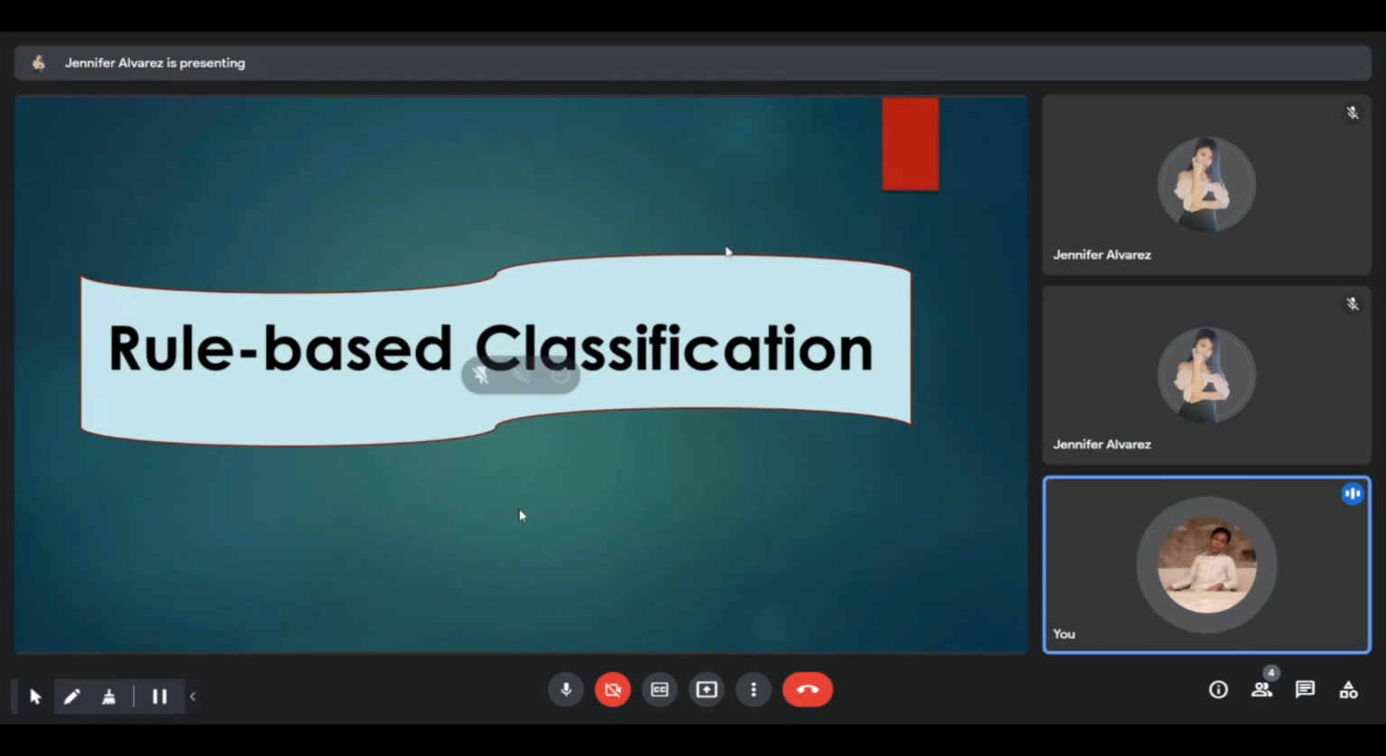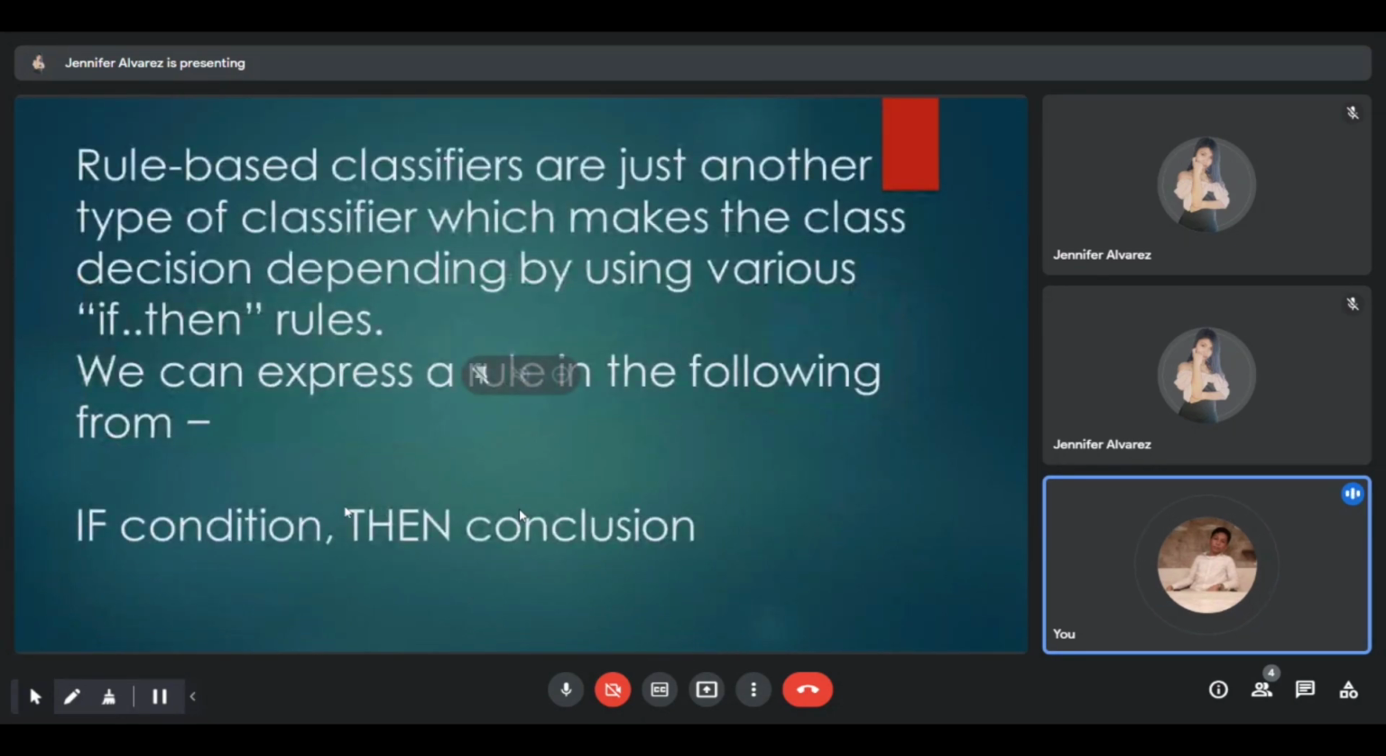Rule-based classification. Rule-based classifiers are just another type of classifier which makes the class decision by using various if-then rules. We can express a rule in the following form: IF condition THEN conclusion.